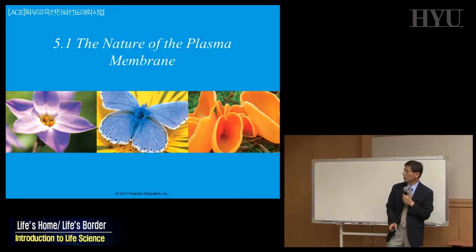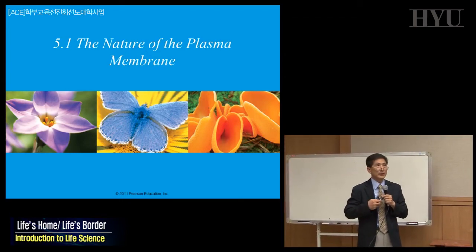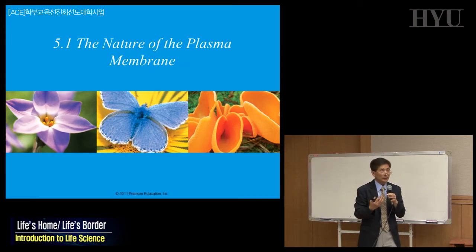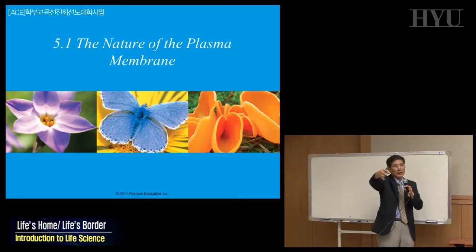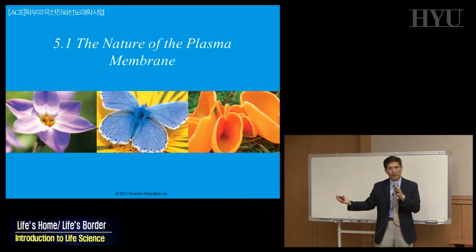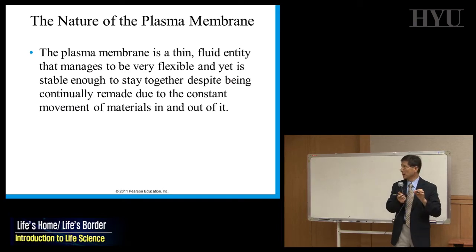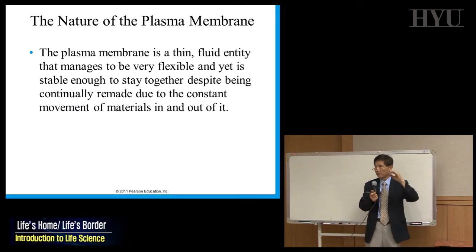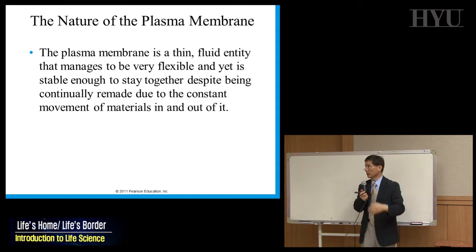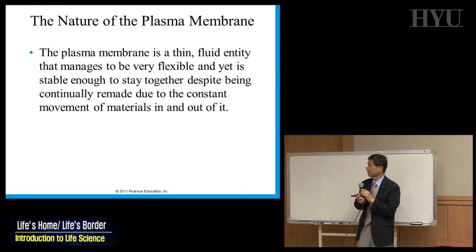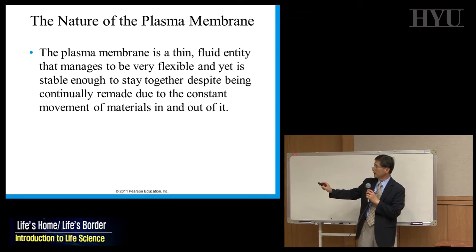So, the nature of the plasma membrane. What is the plasma membrane? It's the outside boundary of the cell. Okay? It's important because it can control what's coming in and what's going out. Okay? So the plasma membrane is a thin, fluid entity, managed to be very flexible, okay, but yet it's stable enough to stay together.